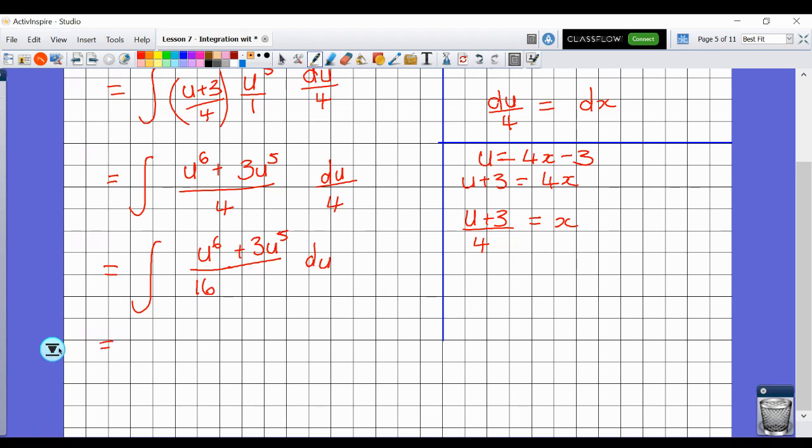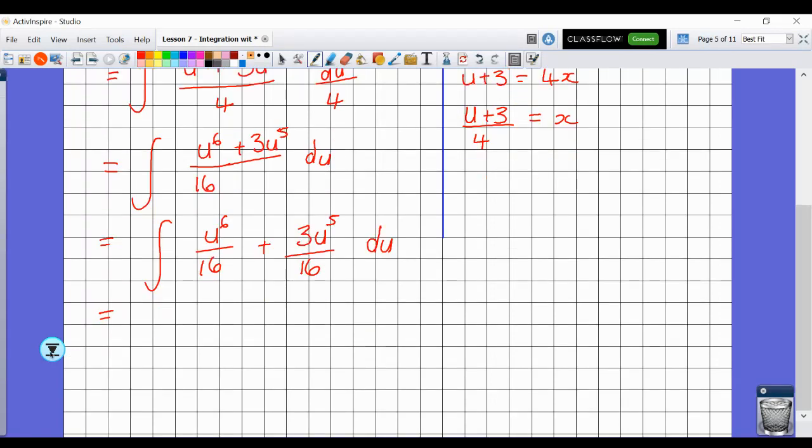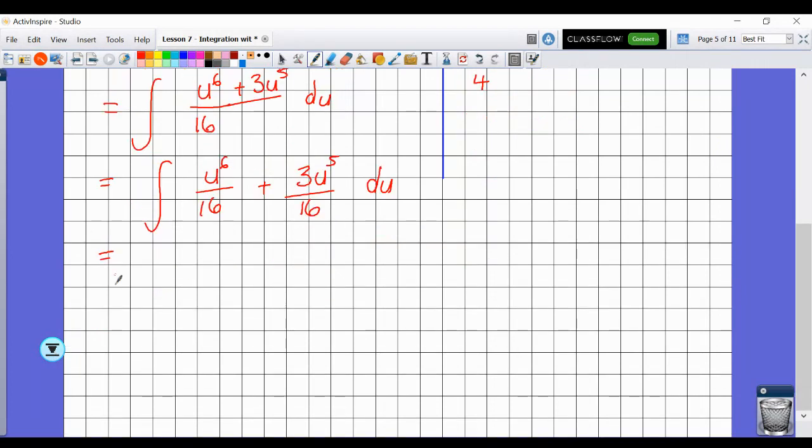And in order to integrate this, I kind of started it earlier, we need to separate the fractions. Okay, and we can do that, just keep the denominator the same. So it's just going to be u to the 6 over 16 plus 3u to the 5 over 16 du. Okay, and if you spotted that up here that you could do this, just skip this line and go straight to the separate fractions. Now it's just going to be very straightforward to integrate. Just increase the power, divide by the new power, and that's it.